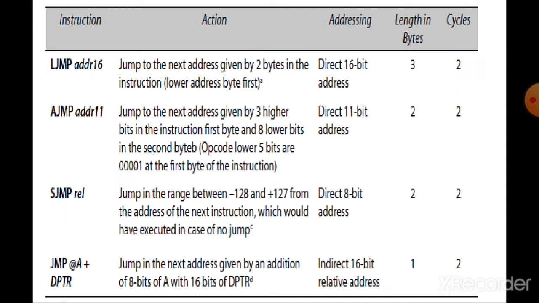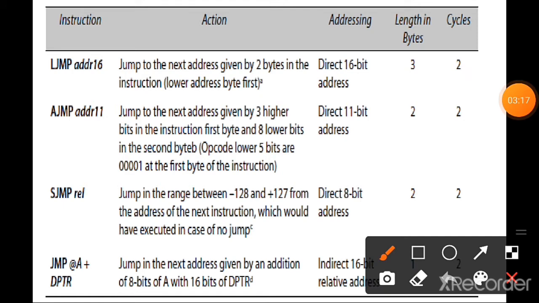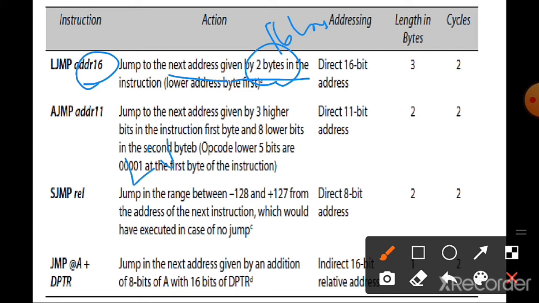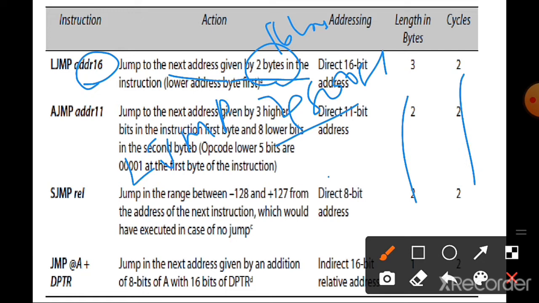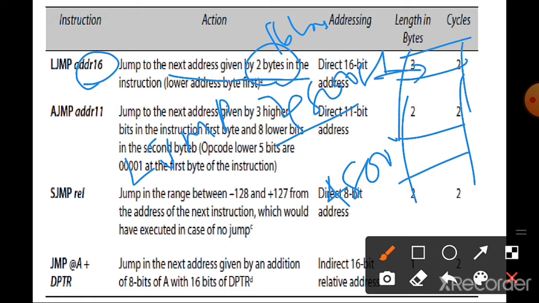So here the long jump address will be 16-bit. Jump to the next address given by the 2 bytes, and 2 bytes means 16 bits, in the instruction. So LJMP 4800 means this is the 16-bit address where the location is specified, 4800. Program control is here now. After execution of this instruction, it will jump to this location.